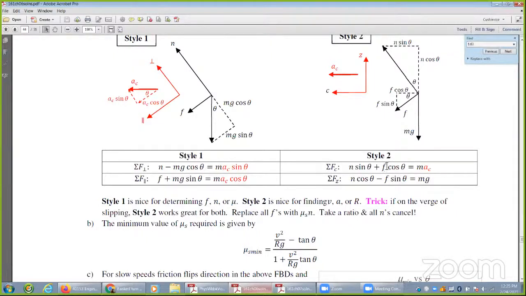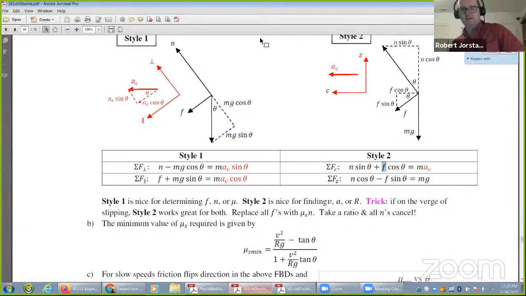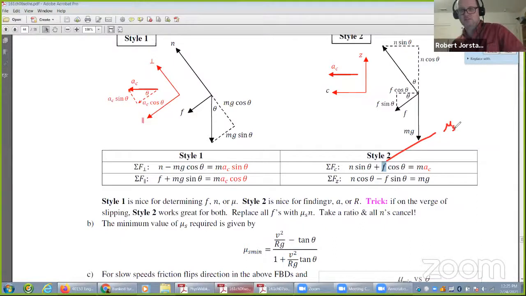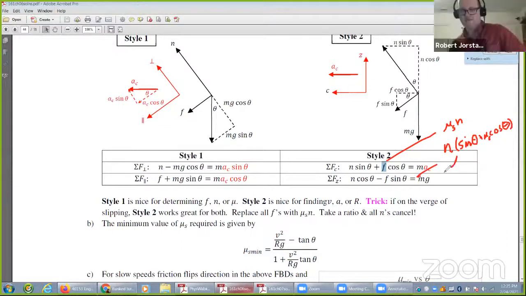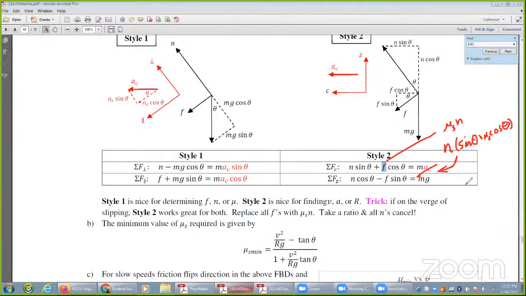What you could do is plug in mu static N right there. So if you plugged in mu static times the normal force for that one, then factor out the N's, you get N times sine theta plus mu cos. Do you see that on the left side? Right. And then you could divide this all by that, and you could get it. Okay. And now, remind me, in 6.62, I just want to check.